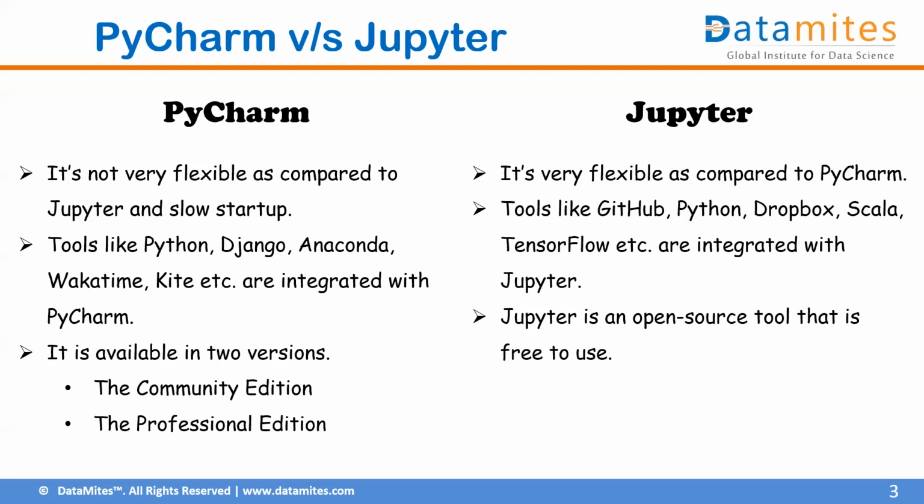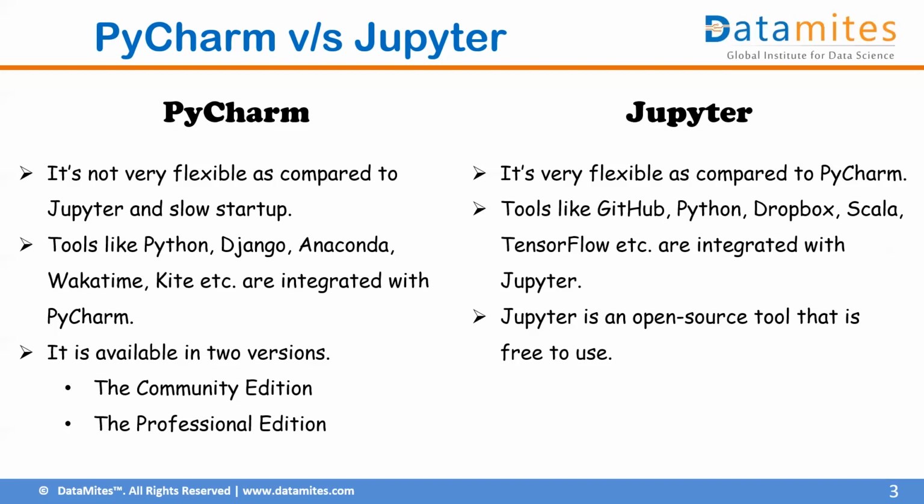Coming back to PyCharm itself, tools like Python, Django, Anaconda, Kite: all these are frameworks and very informative tools that are integrated with PyCharm itself. It's something like built in. Again, there are other tools that are also integrated and supported by Jupyter, like GitHub, Python, Dropbox, Scala, TensorFlow. TensorFlow is a library that is used extensively for deep learning, right? So again, there are multiple such integrated tools provided by Jupyter Notebook itself.